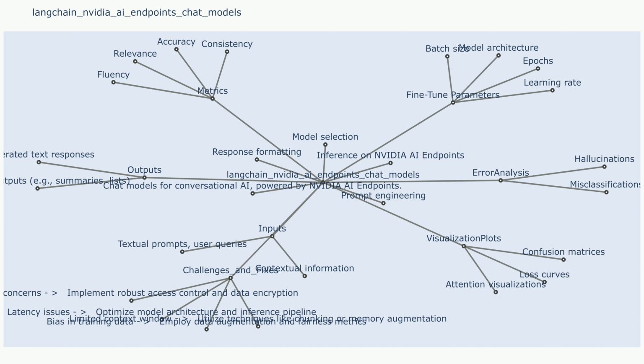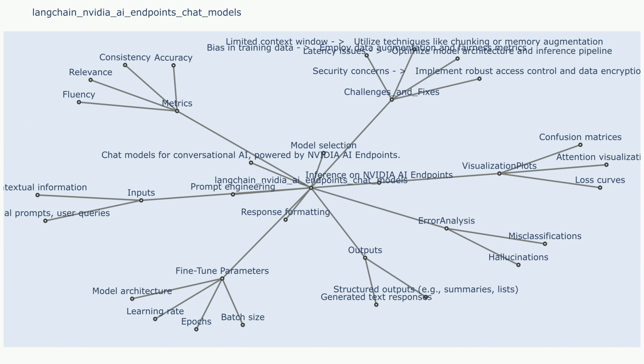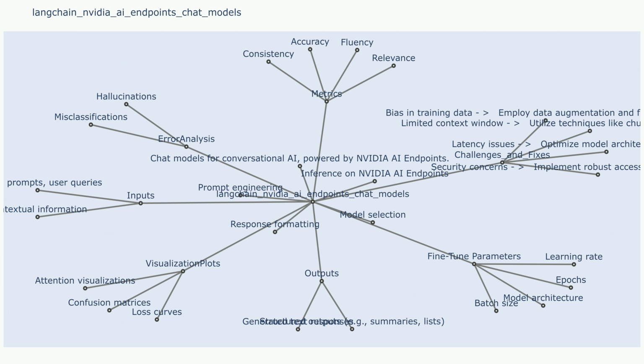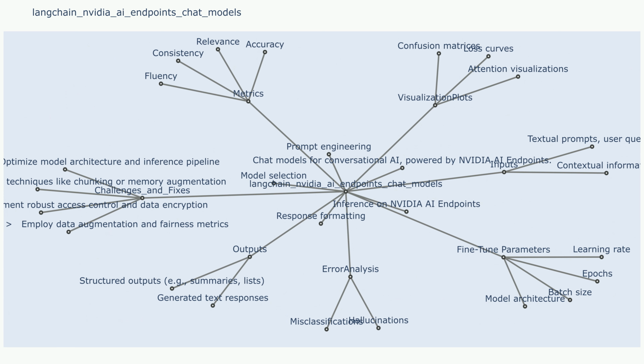Inputs. Input 1. Explain in detail: textual input, which can be user prompts, questions, or any other text-based data. Input 2. Explain in detail: contextual information, which can include previous interactions, relevant documents, or other background knowledge. Outputs. Output 1. Explain in detail: a generated text response, which can be an answer to a question, a summary of a document, or a creative text composition.